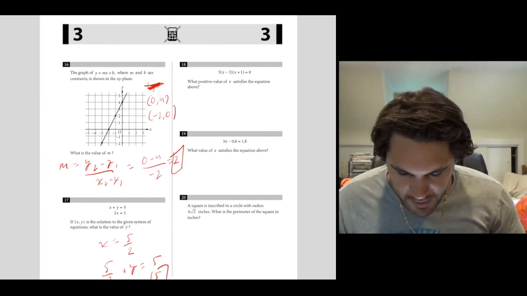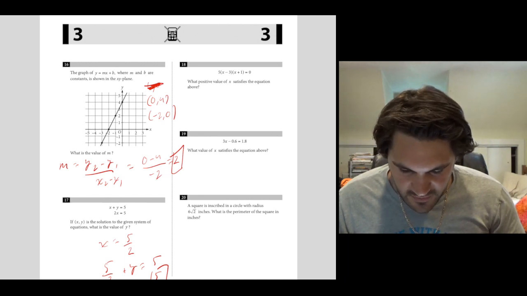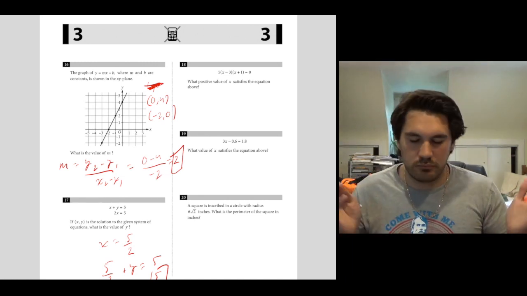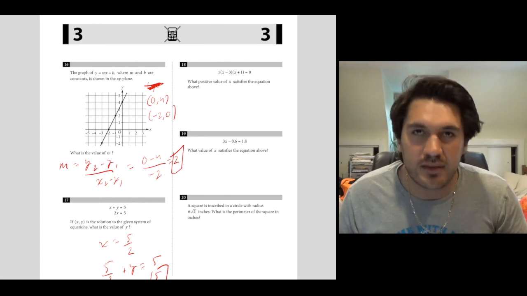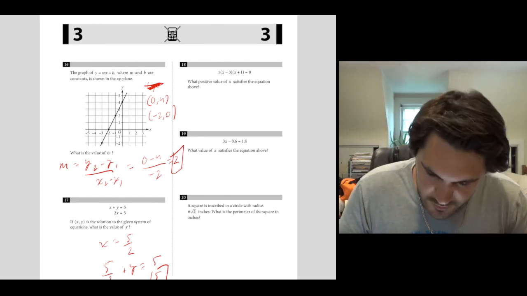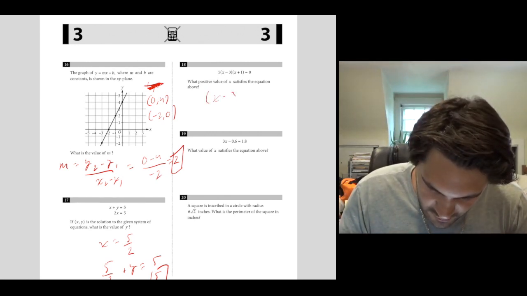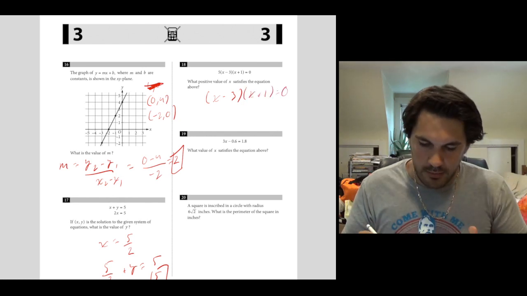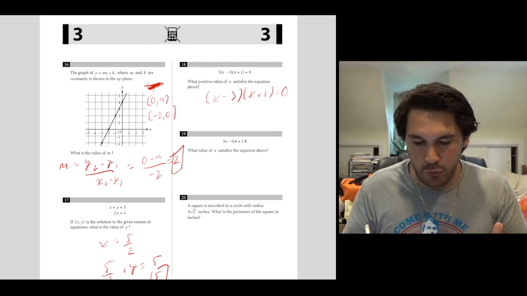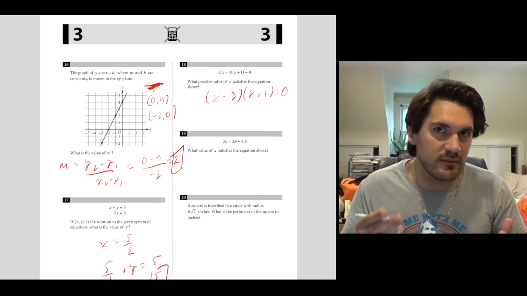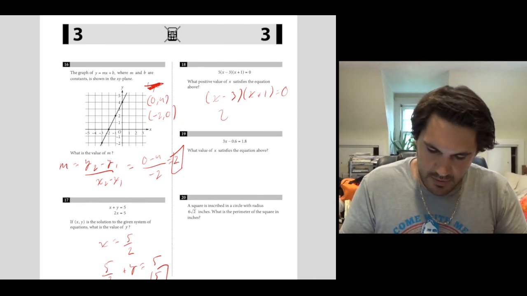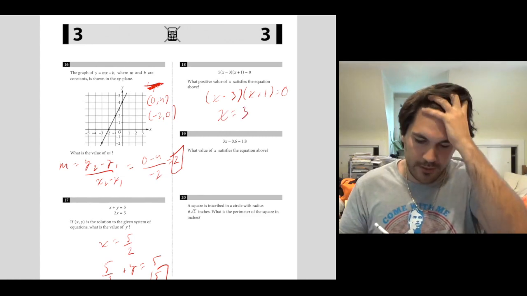Number 18, what positive value of x satisfies the equation above? Solve it for x. Let's start by dividing both sides by 5. So we're going to get (x minus 3) times (x plus 1) equals 0. So x can be 3 or -1. We need a positive value, which means x must be equal to 3.